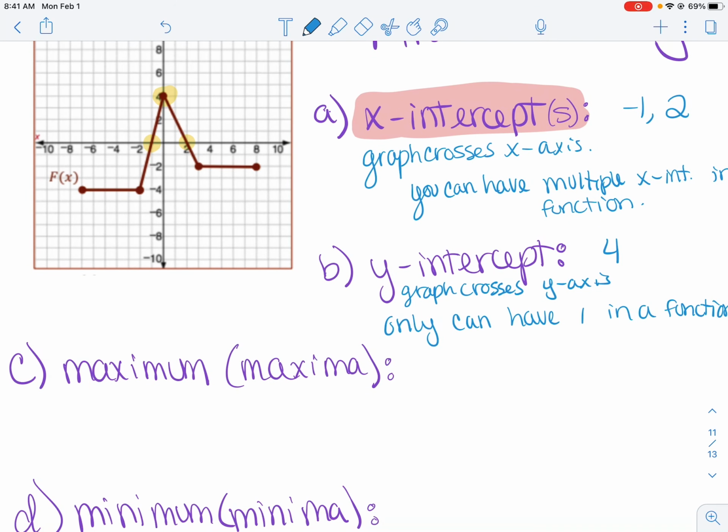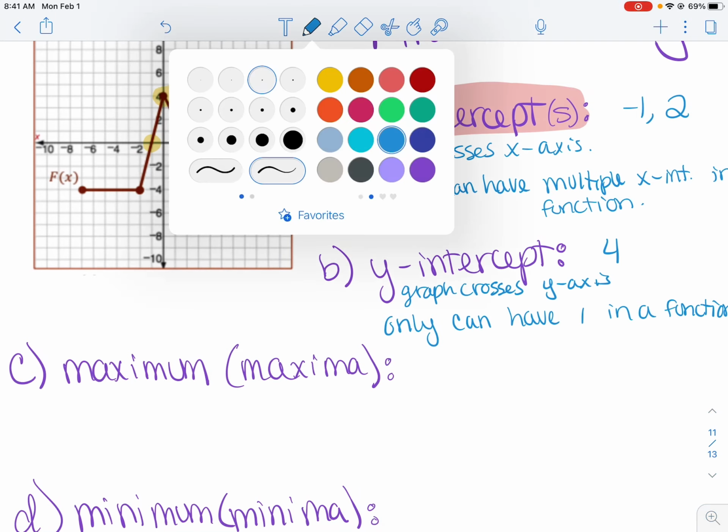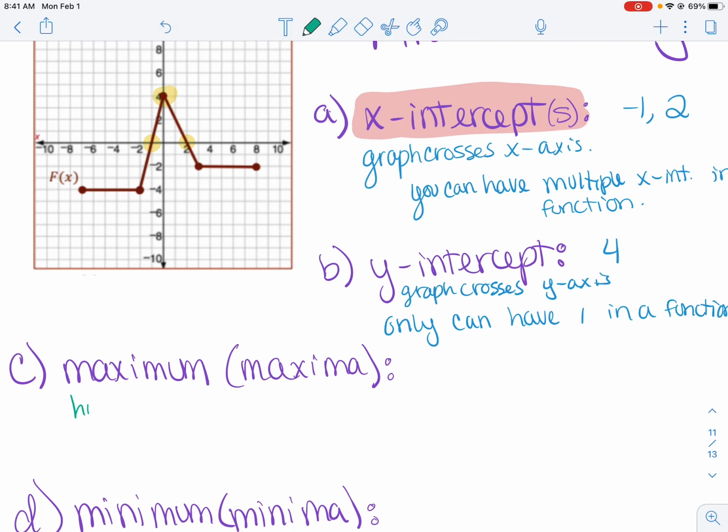The next question is asking about maximum. So that would be the highest y value shown on your graph. If you have more than one, and it's possible for you to have more than one, they're at the same height, then that would be called maxima. That's how you say the plural of a maximum.